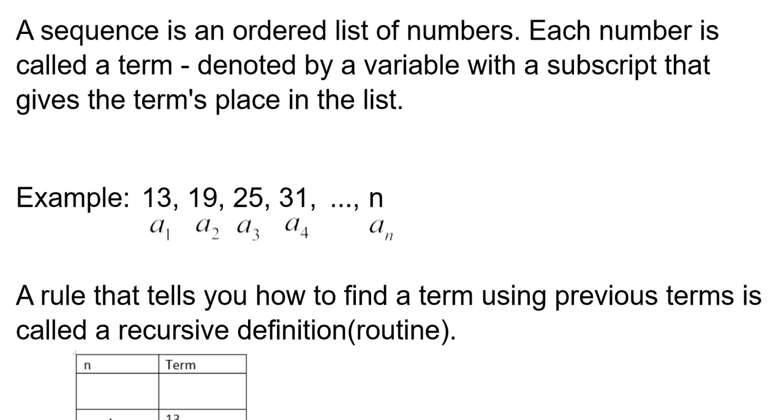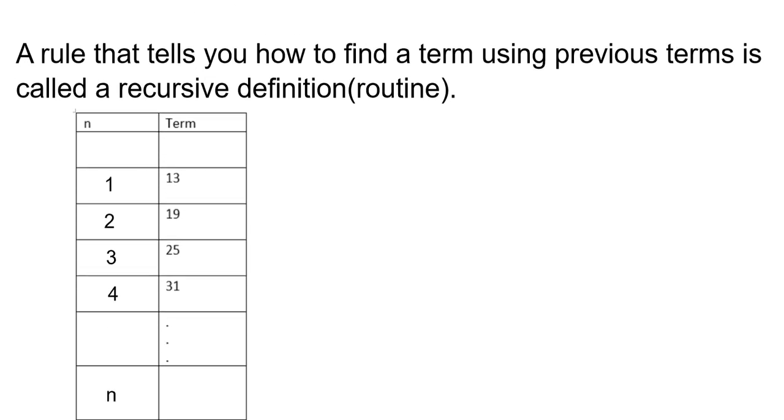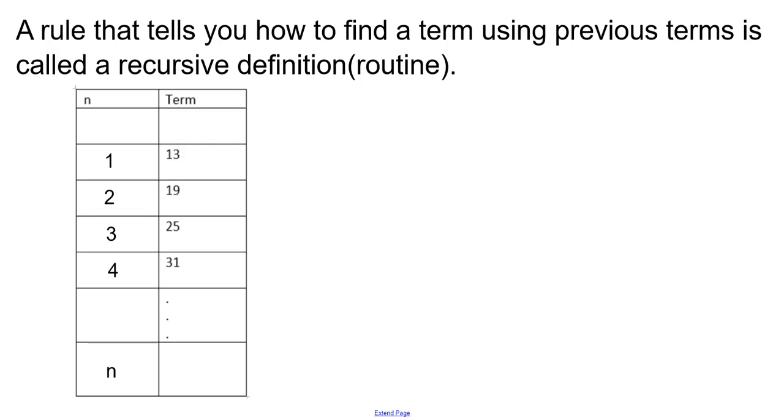N just means for any term in my sequence, right? What could I do to determine that? So we would say A sub n is representing that term in the sequence. We've always been able to try to write rules to represent how we're finding those terms in the sequence, and those were your recursive definitions, your recursive routine.